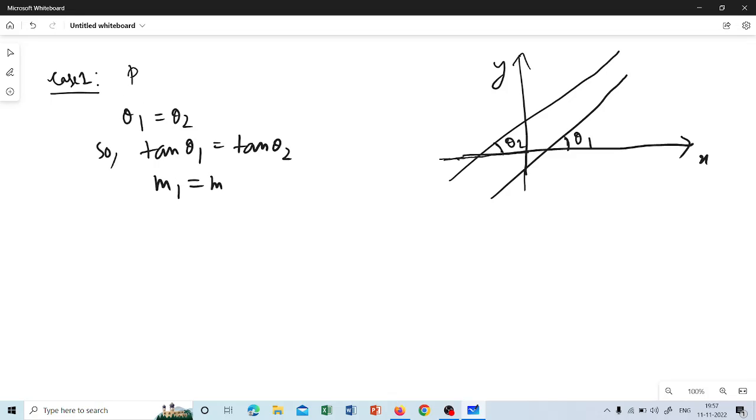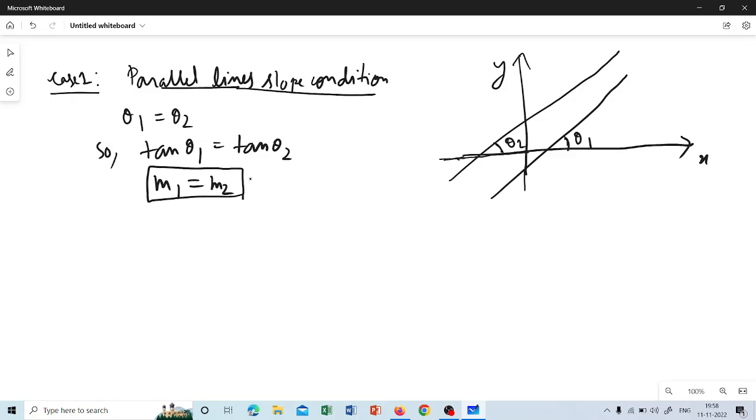Case 1, parallel lines, slope condition: M1 is equal to M2 is the condition when two lines are parallel. So when two lines are parallel, how can I say it? I can say that M1 is equal to M2.